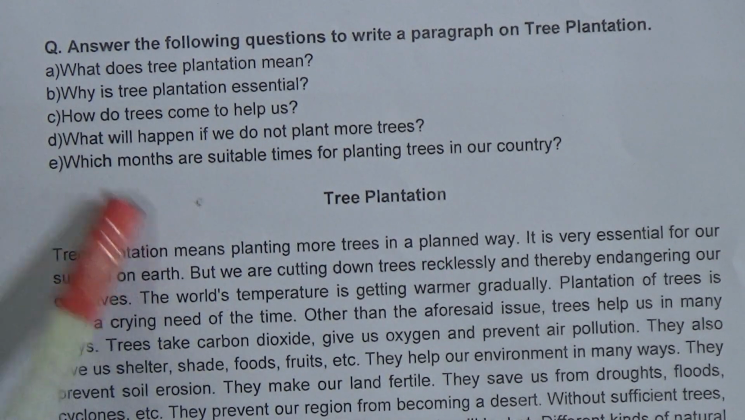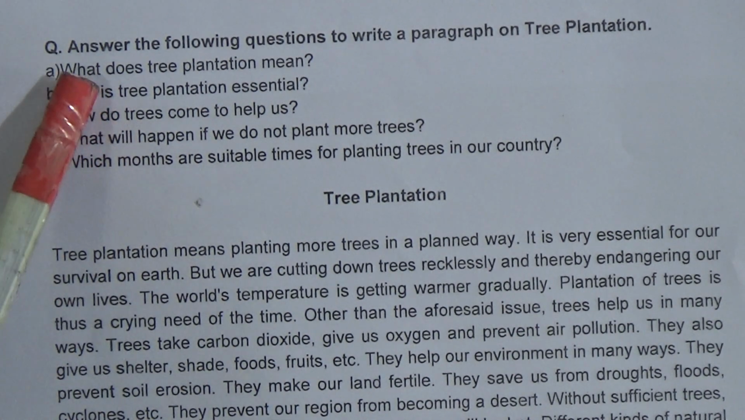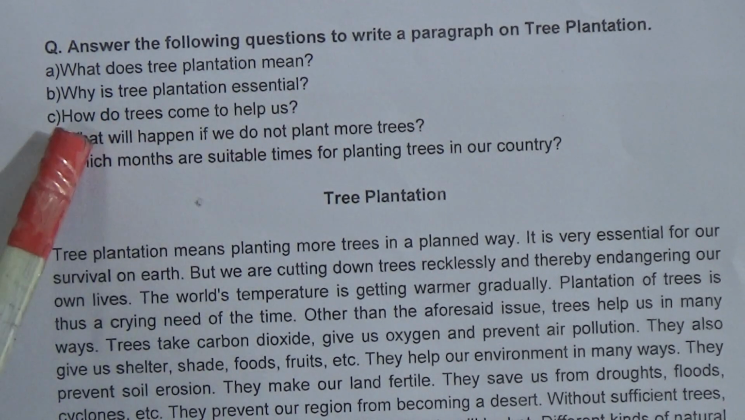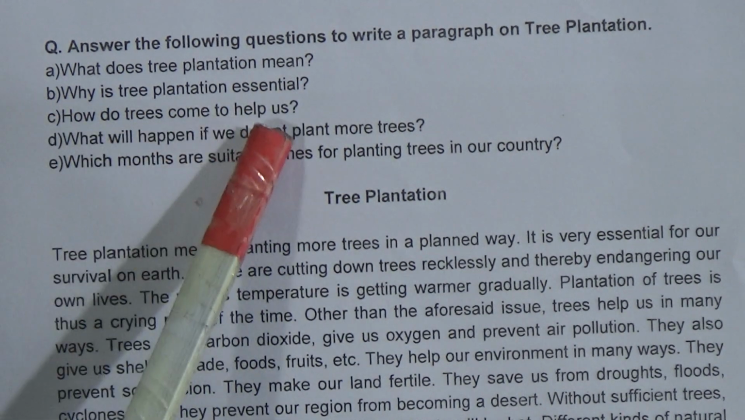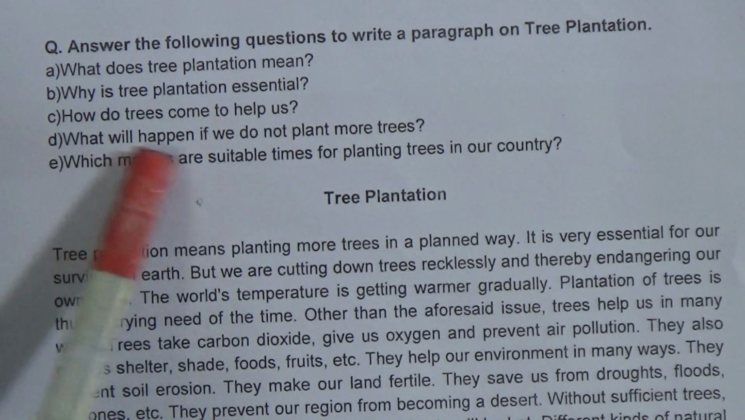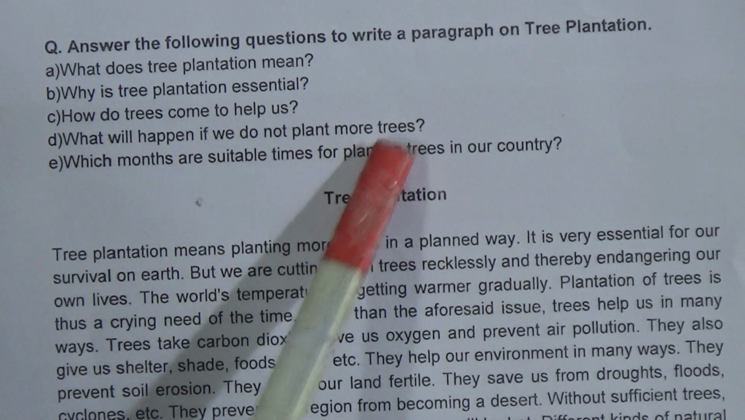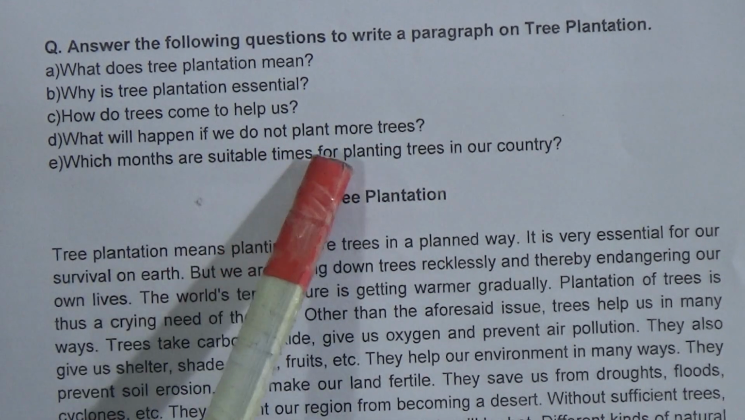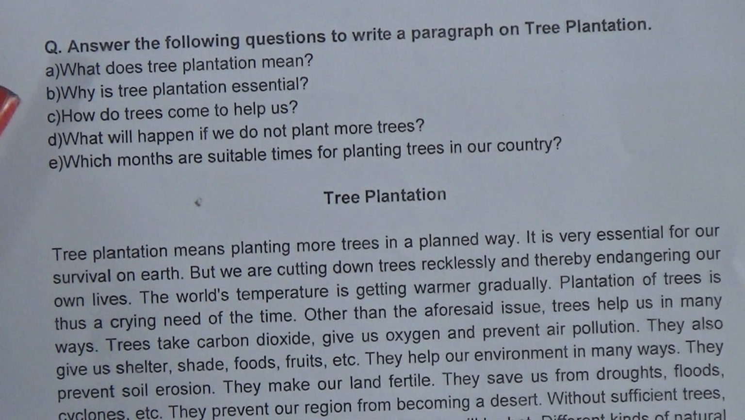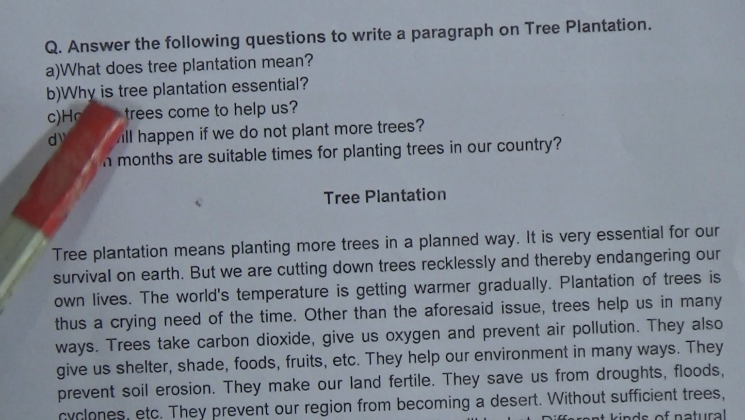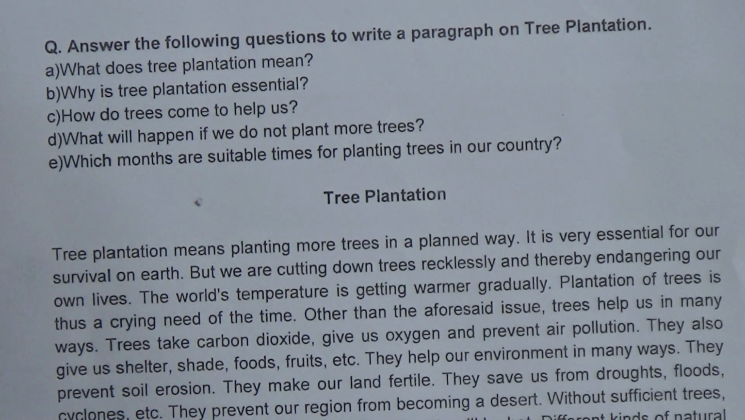There are 5 questions. Number A, what does tree plantation mean? Number B, why is tree plantation essential? Number C, how do trees come to help us? Number D, what will happen if we do not plant more trees? Number E, which months are suitable times for planting trees in our country? So in our paragraph we will find the answer of all those questions. So we need to focus on these questions and we need to write our paragraph.